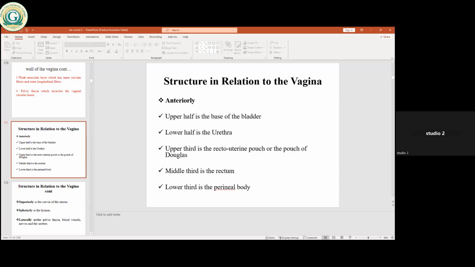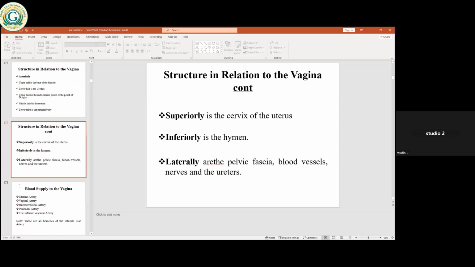Superiorly, at the top of the vagina, you get the cervix. I've shown you the cervix goes into the vagina. Inferiorly, the lower part of the vagina, you have the hymen. The lateral part of the vagina has the pelvic fascia, then blood vessels, nerves, and ureters.